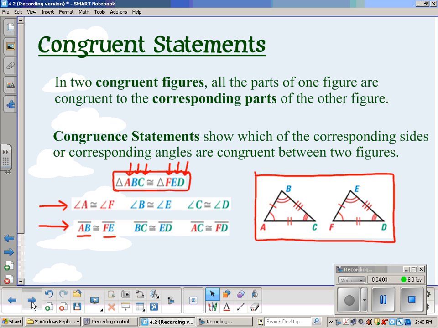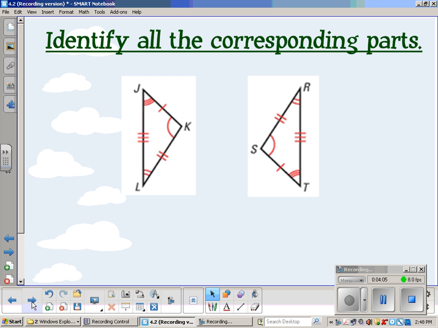All right, so moving on. Now what we're going to do is try an example and identify all of the corresponding parts. So pause the video at this point and take a minute to see if you can identify all 6 corresponding parts of these 2 triangles.